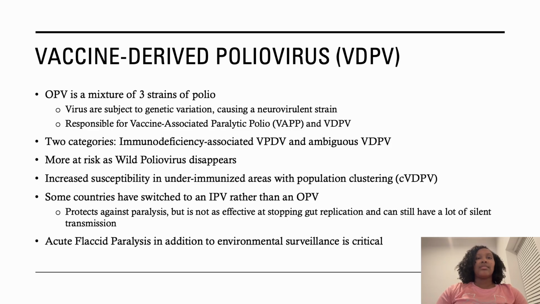Due to this, some countries have switched to an IPV rather than OPV, which protects against paralysis but is not as effective at stopping gut replication and can still have a lot of transmission. In addition to this, for acute flaccid paralysis, which is also caused by polio, environmental surveillance is critical.